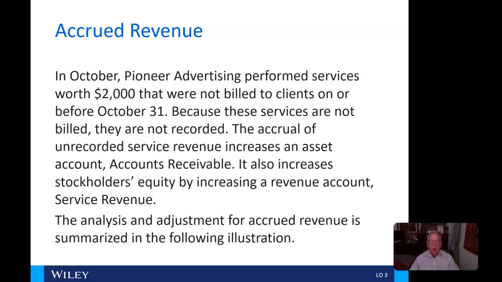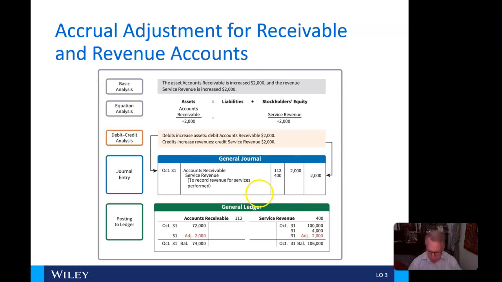So the accrual of the unearned service revenue increases an asset, in this case, accounts receivable. So we're going to debit accounts receivable and credit the revenue account, service revenue. And that's how we would record that accrued revenue. And as we see here, that's just what we did. We debited accounts receivable and credited service revenue as an adjusting entry for those amounts that were unbilled or uninvoiced at the end of the term, end of the period.